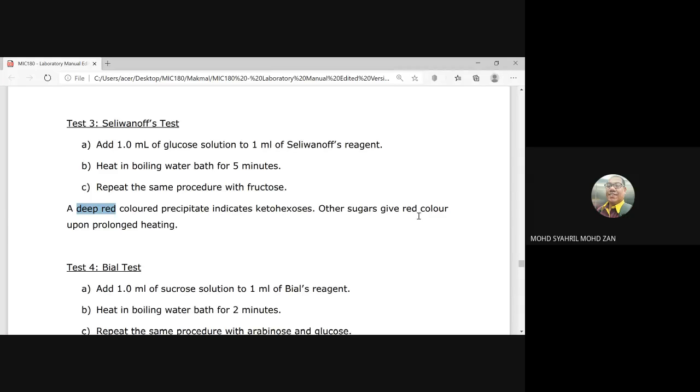Other sugars will give a red color upon prolonged heating. So the specific test for Seliwanoff is to detect ketohexose only. But other sugars can also give the same result, only in a red color, if we heat it with prolonged heating.